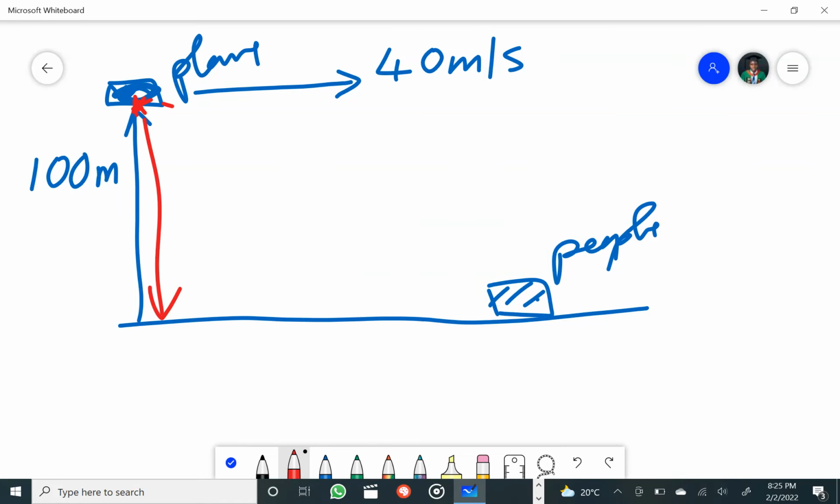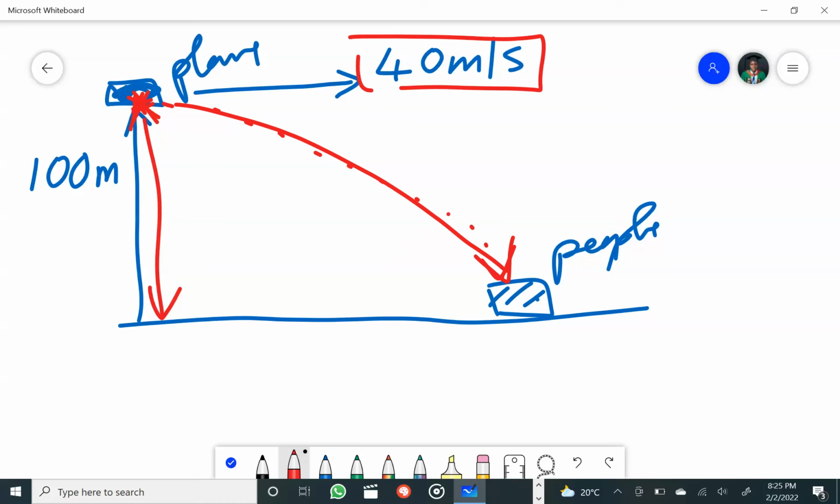It's going to move a certain distance. This particular parcel, even if it's released here, won't drop right at this point. It will drop somewhere at this point. The reason being, this is something that is in motion. It's moving, isn't it? That's very, very important to take note of.